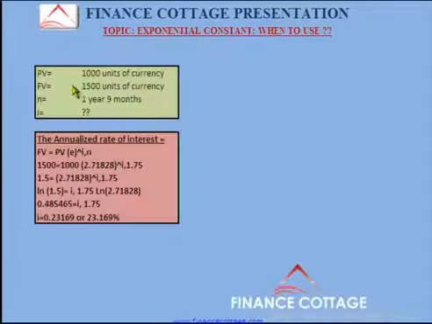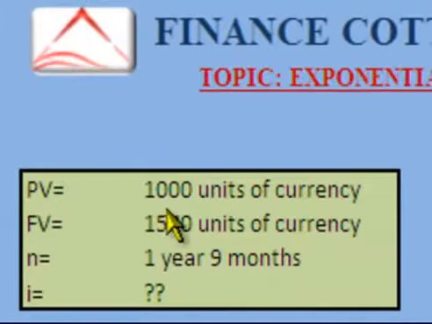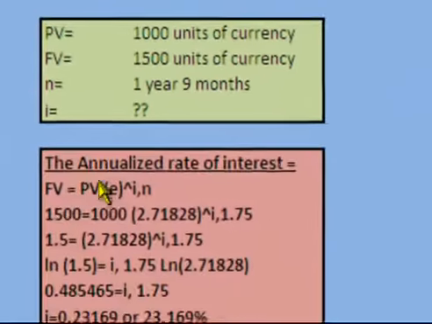For example, the present value is 1000 and the future value is 1500, and the duration is 1 year 9 months, and we want to know the annualized rate of interest at which if we deposit $1000 for 1 year 9 months, they would become $1500. So to calculate the annualized rate of interest where duration is 1 year and 9 months, and we have the present value and we have the future value, we can use the concept of continuous compounding.